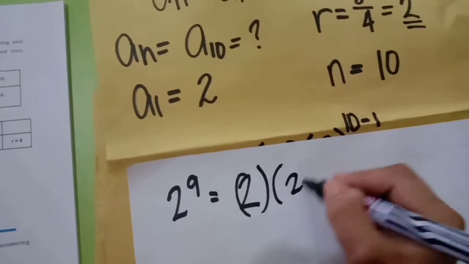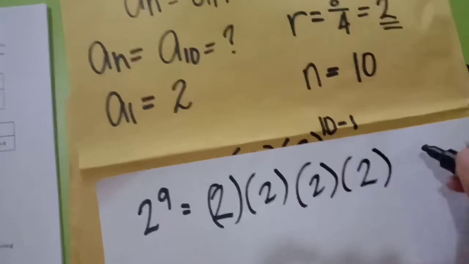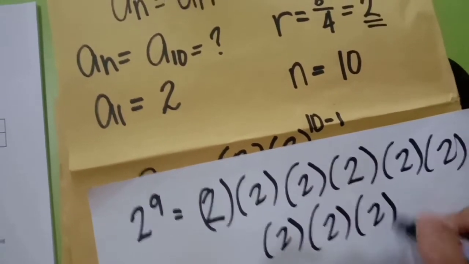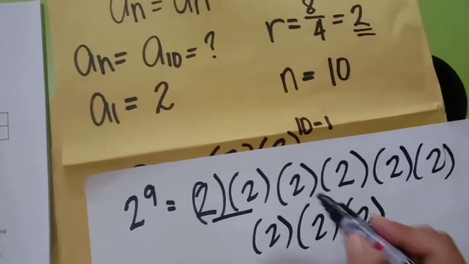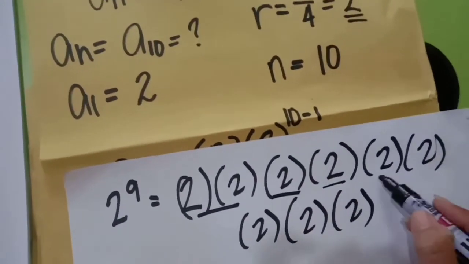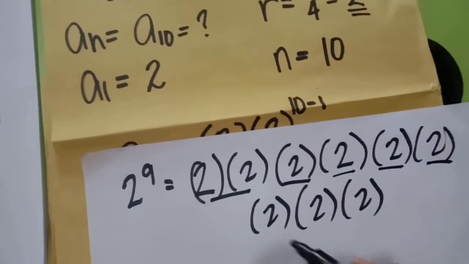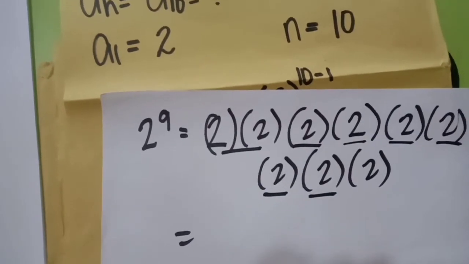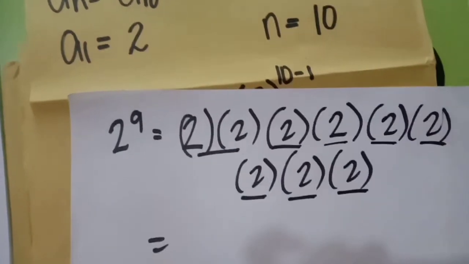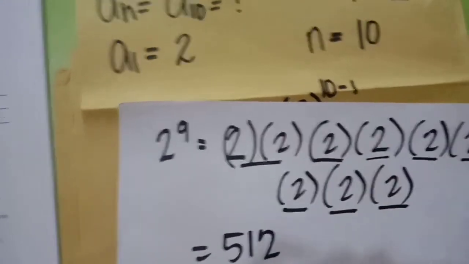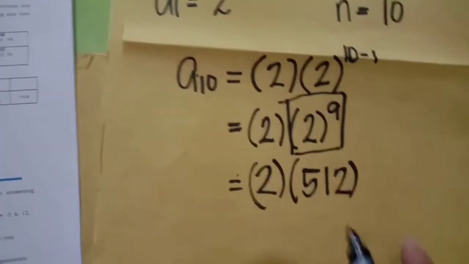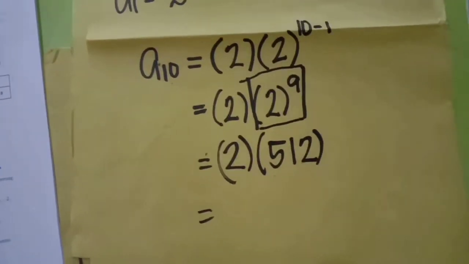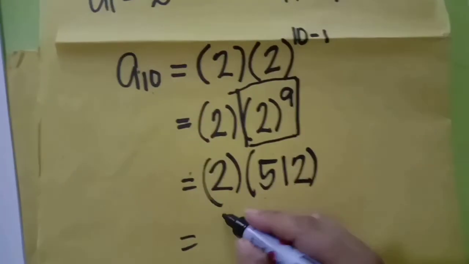1, 2, 3, 4, 5, 6, 7, 8, 9. 2 times 2, 4, times 2, 8, times 2, 16, times 2, 32, times 2, 64, 64 times 2, 128, 128 times 2, 256, 256 times 2 is 512. Kaya ito ay 512. And then multiply 2 times 512. 2 times 512 is equal to 1,024.